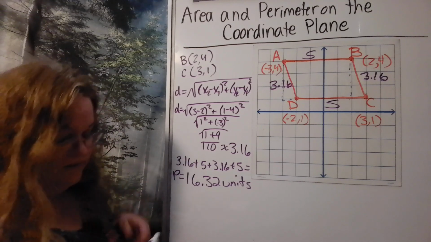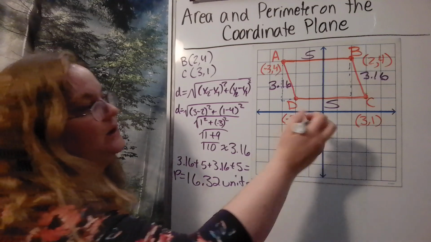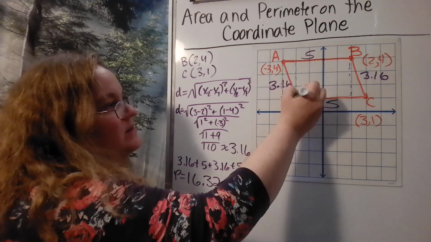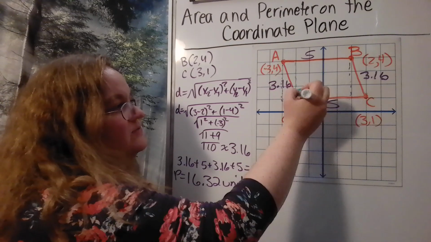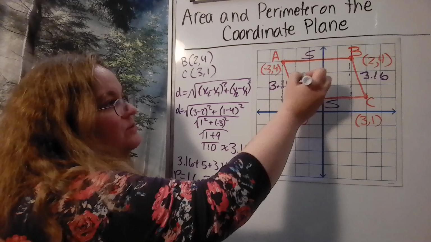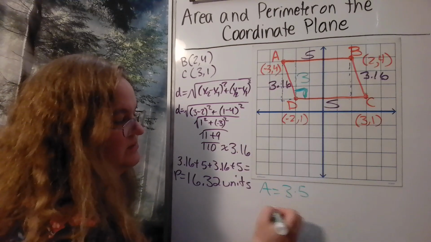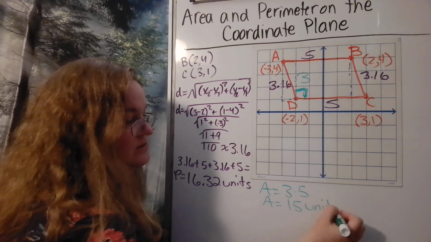Okay, if we go for area, the area of a parallelogram is base times height. Base times height have to form a right angle. I know the base is 5, the height is 1, 2, 3. So my area is pretty straightforward. It's just 3 times 5, so that would be 15 units squared.